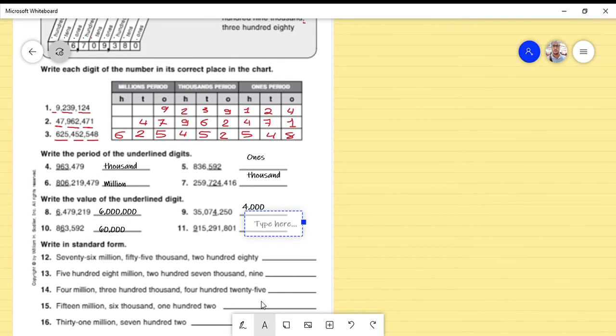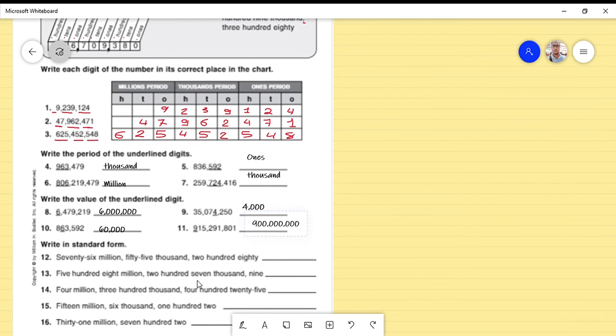Number 11. Here is 915,291,801. Here is the ones period, and here is the thousand period. So what about the million period? Here is 5 in the million period, and here is 1. So 5 is million, 1 is 10 million, and 9 is in the 100 million, which equals 900 million.